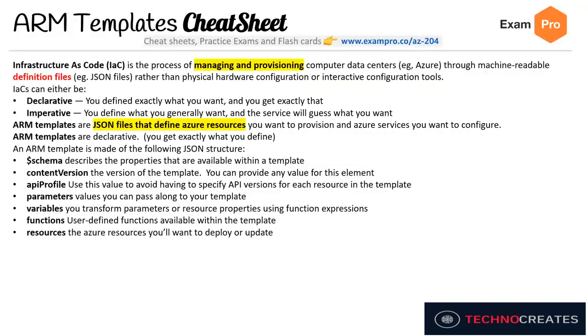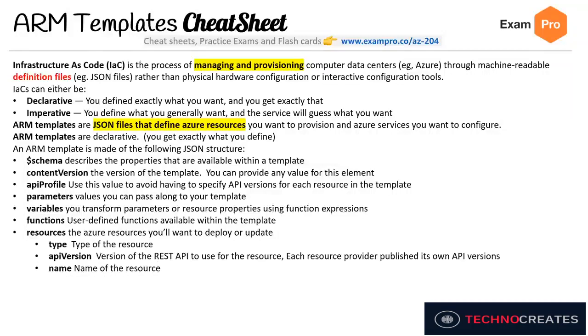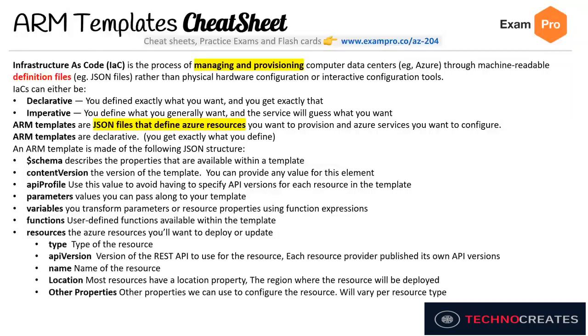Resources are the Azure resources you want to deploy or update. And under resources, you've got the type of resource, API version, the name, the location, and other properties, which can be a bunch of different stuff, so there's no consistency there. And then outputs, which are values that are returned after deployment, so you can do things with them programmatically. So there you go, that is the ARM templates cheat sheet.